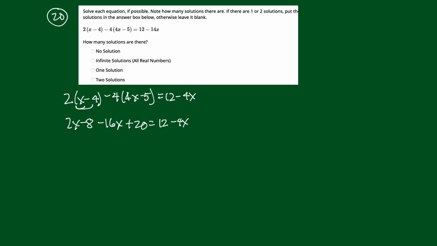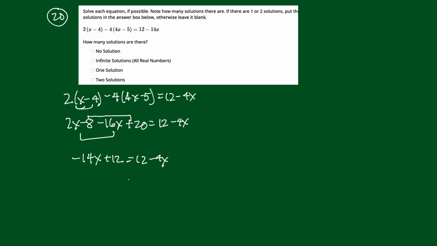Now on the left side, we've got some like terms. 2x's minus 16x's, right? 2x's minus 16x's is negative 14x. And then negative 8 plus 20 is plus 12. And this is supposed to be equal to 12 minus 4x. So I've got x's on both sides. Choose a side. It doesn't matter. I'm just going to choose the left side. I could easily choose the right side.